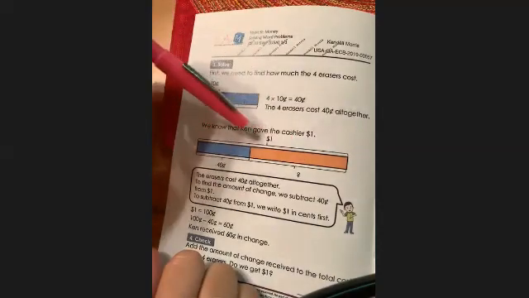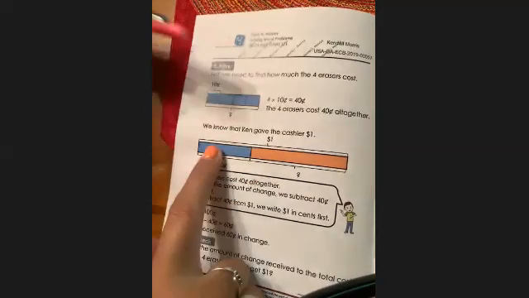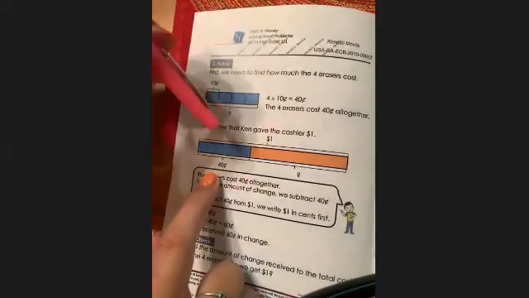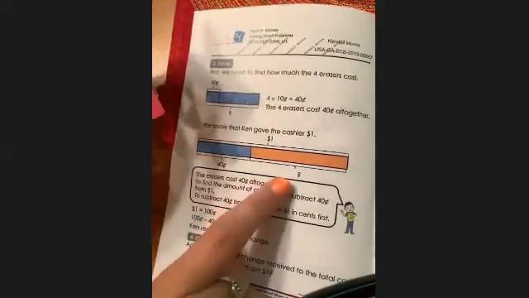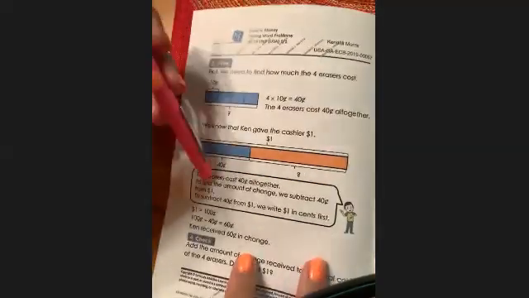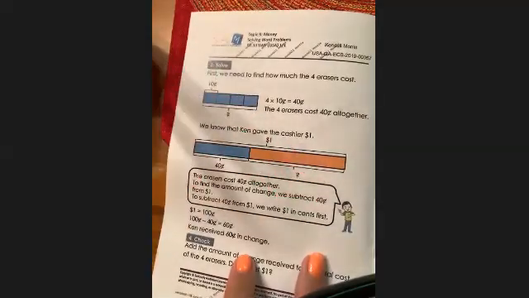Okay. And then it tells us that he gave the cashier $1. So we draw our bar model to look like this. The total is $1. The first part is 40 cents. The second part we don't know. That's where our question mark goes. So to find the amount of change, all we do is subtract 40 cents from $1.